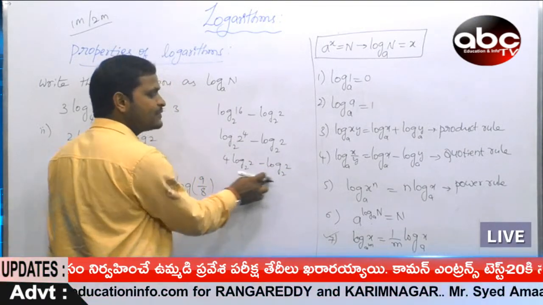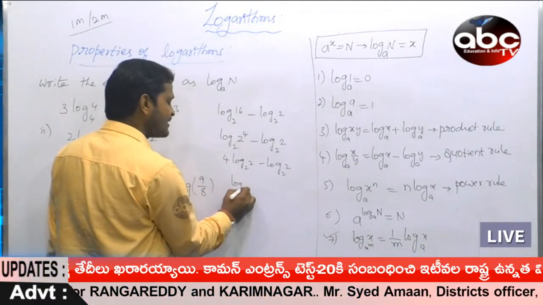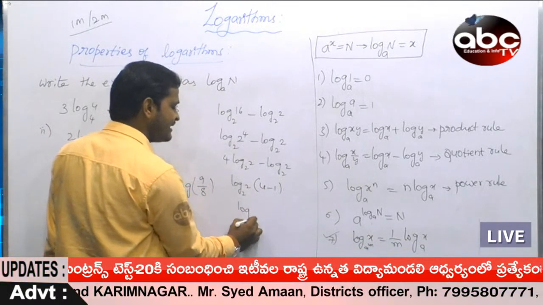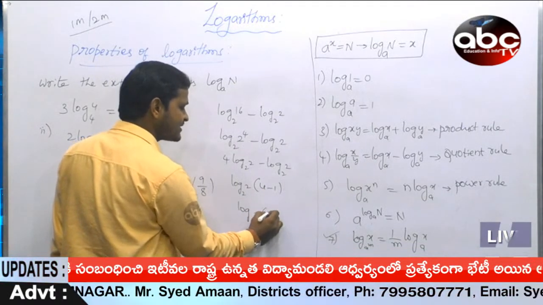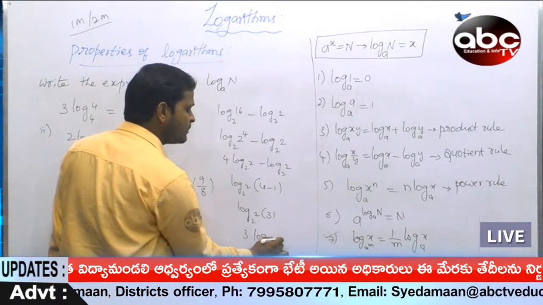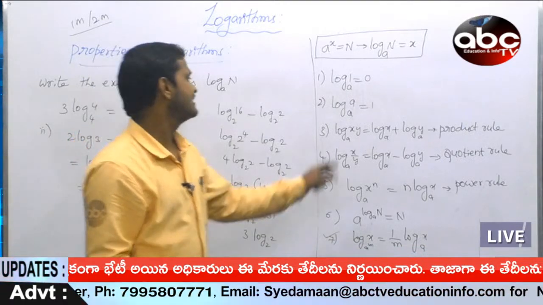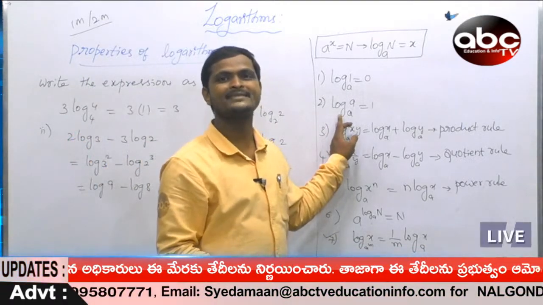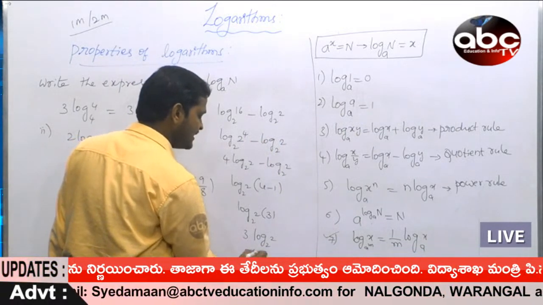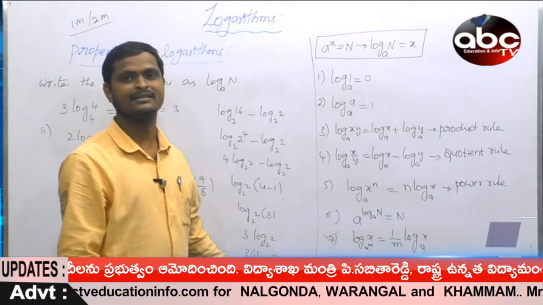In these two, which is common? Log 2 base 2 is common. Then log 2 base 2 into 4 minus 1, that is 3. Then you can write 3 into log 2 base 2. Already you know, students, what is the value of log 2 base 2? Means second property, log a base a is 1. Then 3 into 1, that is equal to 3.